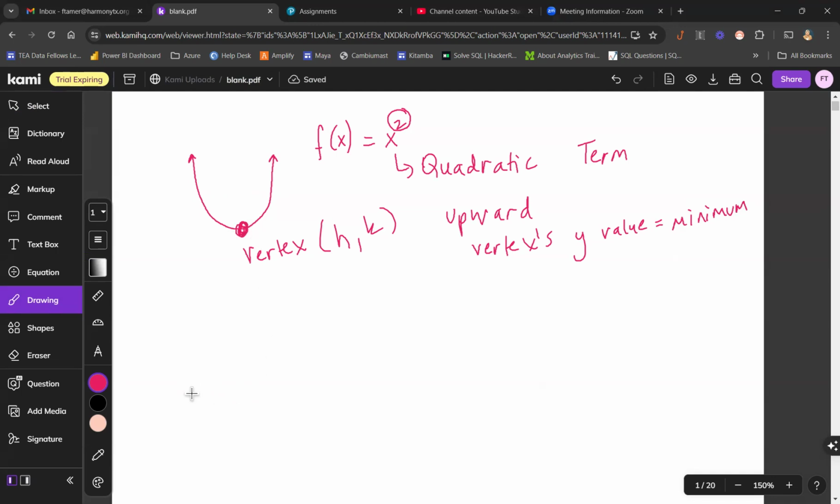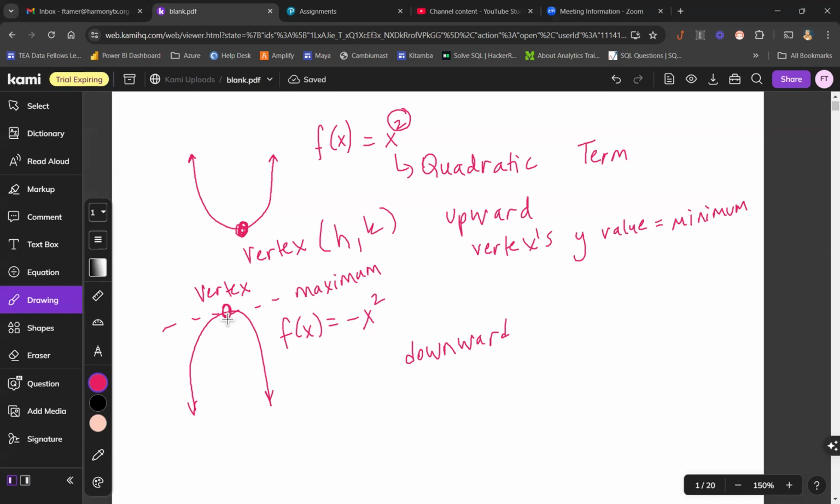But if you have the opposite case, this is a quadratic function whose rule is going to look like negative x squared. Having a negative sign before the x squared just changes your graph to be a downward graph. And now you still have a vertex. All quadratic functions have a vertex. But this time the vertex will represent the maximum value on the graph, and the maximum value will be the k value of the vertex. So downward graphs will have a maximum, and upward graphs will have a minimum.